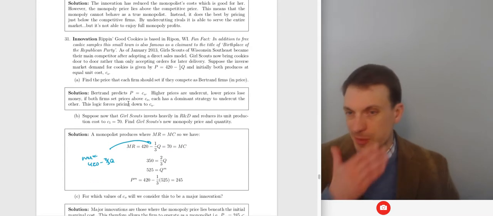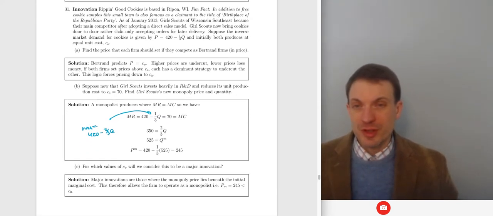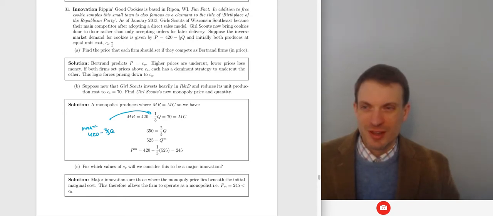All right, so here's another problem. Ripon Good Cookies, Girl Scout cookies, all right, good. So suppose the inverse demand for cookies is given by 420 minus 1/3 Q. Initially, both produce at equal unit cost, C0. Find the price that each should set if they're competing as Bertrand firms. Bertrand predicts that price is equal to marginal cost. So we'd set a price of C0.